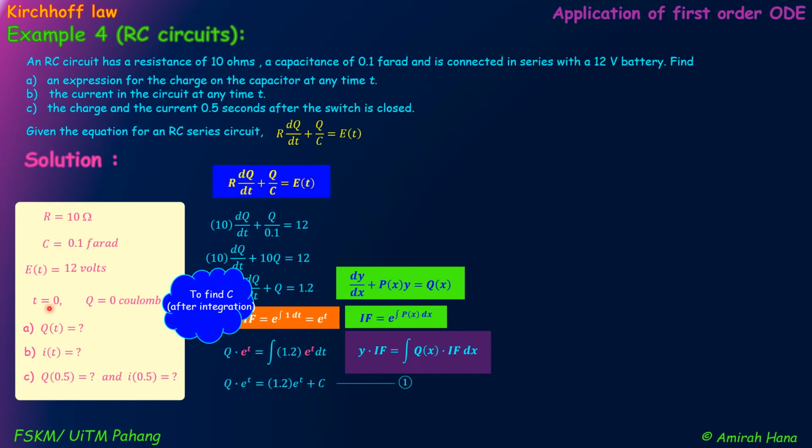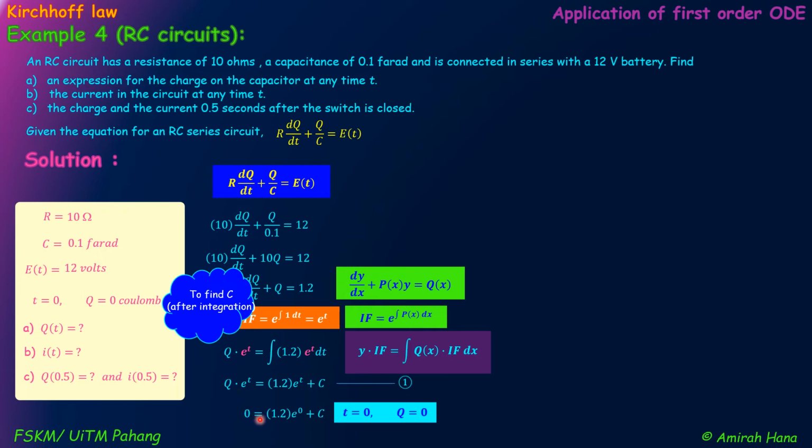When time equals 0, we assume q, or charge, equals 0, because there is no initial condition given here. So we just assume when time equals 0, the charge also equals 0. We can use this initial condition to find the value of C after integration. So from here, we use time equals 0, Q equals 0, and we substitute into equation 1.